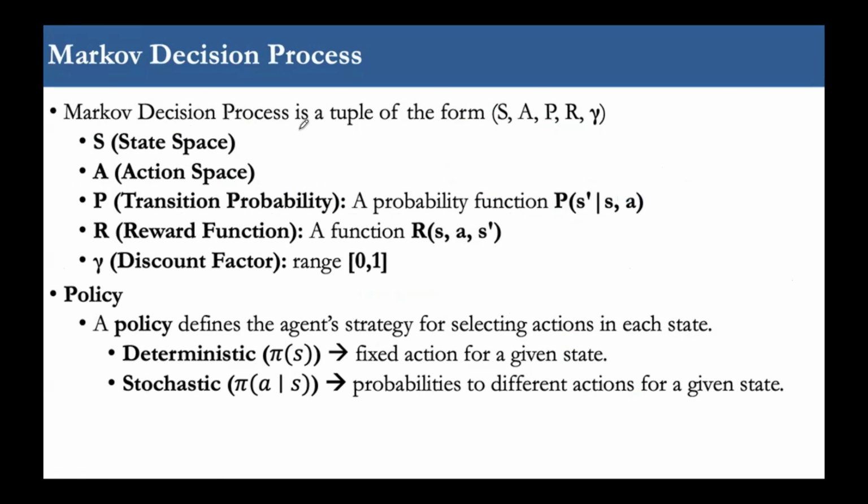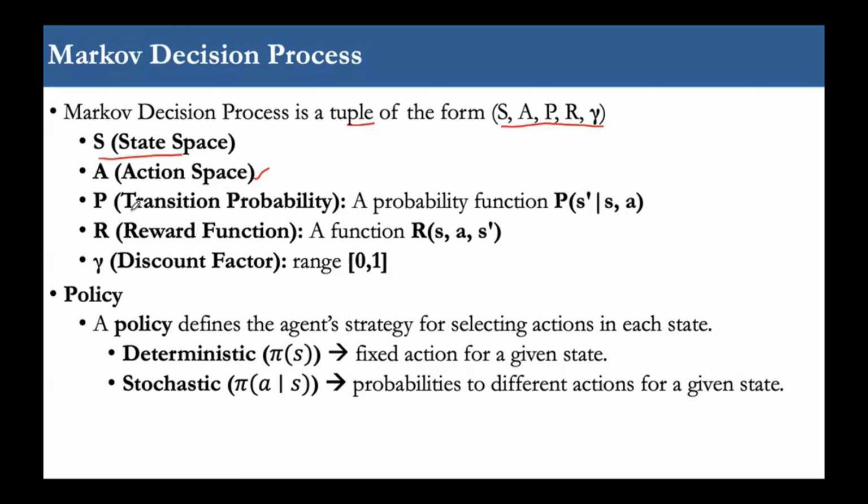The Markov decision process can be represented in the mathematical form as a tuple, and it consists of 5 elements: S, A, P, R, gamma. So what is S? S is a state space. It represents a finite or infinite number of states, and these states represent the environment. The next one is A, which is an action space. This is a set of actions available for the agent at any state.